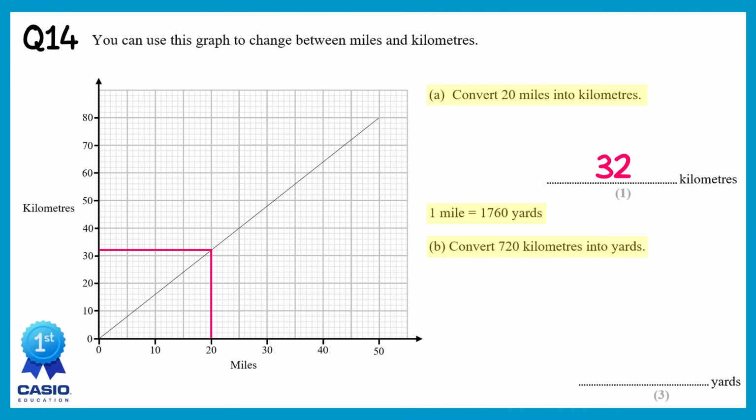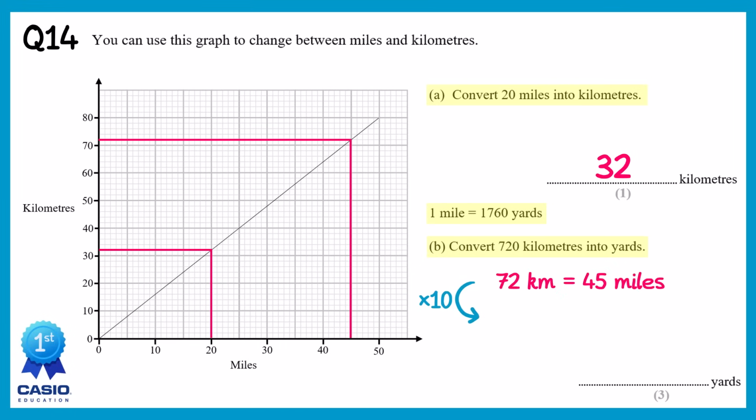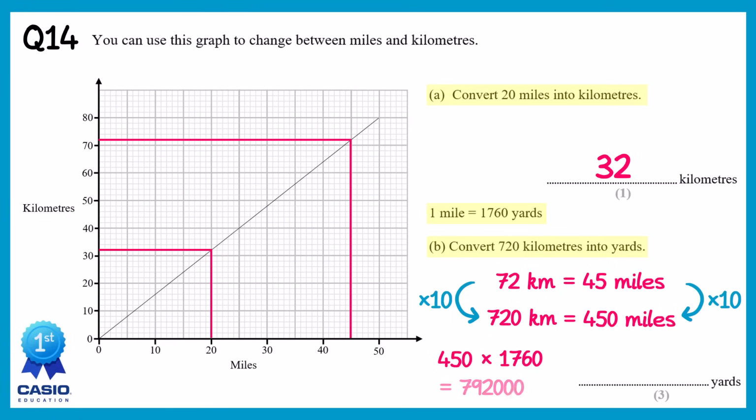What we could do instead of 720 is do 72. If we go from 72 kilometers across the conversion graph and down, we find this is the same as 45 miles. If we now multiply both sides of this by 10, we'll end up with 720 kilometers, which is what we wanted, equals 450 miles. So we've now converted the kilometers into miles, but we need to convert this into yards. Each one of those miles is the same as 1,760 yards. So we can take the 450 miles and multiply it by 1,760, which will give you 792,000. And that's the answer to the question.